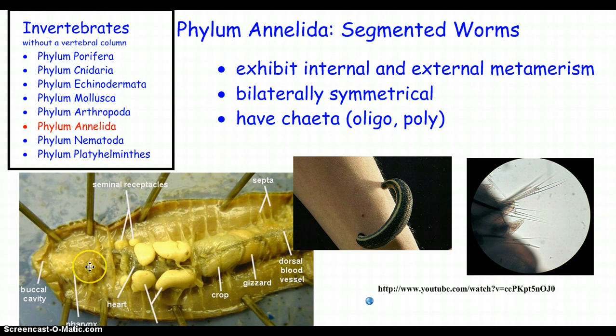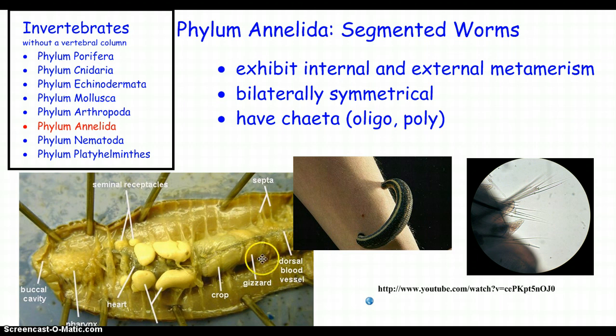This is the pharynx. These are the seminal receptacles, and these are the seminal vesicles. One thing you may not know about earthworms is that they are hermaphroditic, which means that they have male and female reproductive organs. This is where the semen is made, and this is where the semen is received from the other earthworm when it does reproduce sexually.